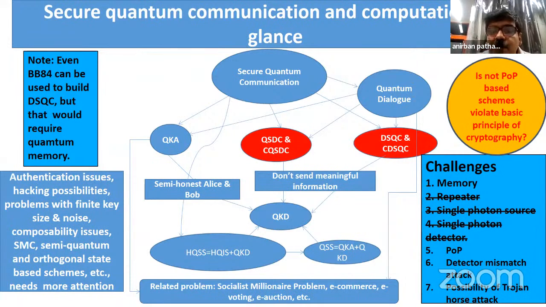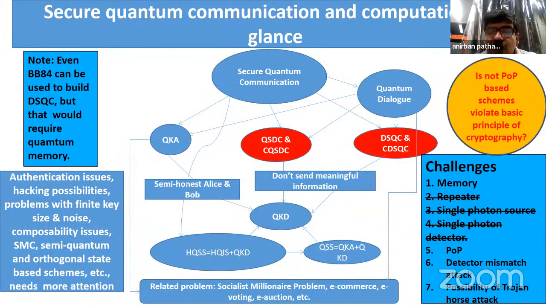There is something called quantum dialogue. In quantum dialogue, Alice and Bob can talk to each other. Alice can send a secret message to Bob, and Bob can also send a secret message to Alice. It cannot be two different QSDCs; it has to be in the same channel. So if I can do quantum dialogue, that means both of us can communicate, and then one remains silent, just like now. Both of us can communicate, but I'm talking and you are not talking. Then it will reduce to quantum secure direct communication.